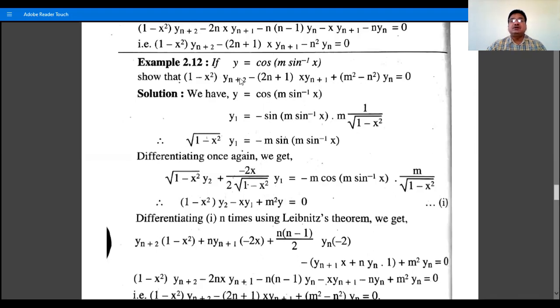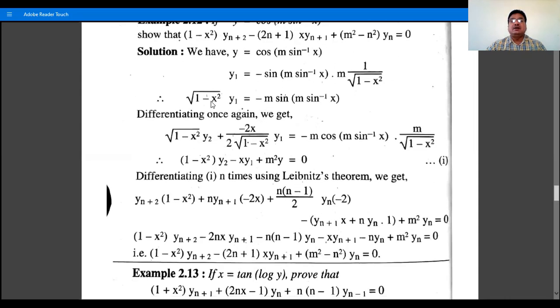So the derivative of cos(m sin inverse x) is minus sin(m sin inverse x) into the derivative of m sin inverse x. m is constant, and the derivative of sin inverse x is 1 by root 1 minus x square. Then shift this root 1 minus x square to LHS, and by squaring we can also solve this example, or again differentiate with respect to x.